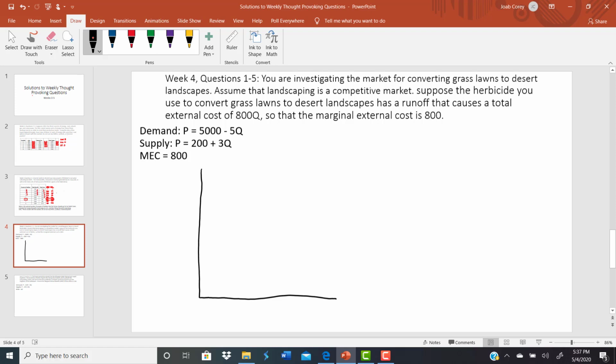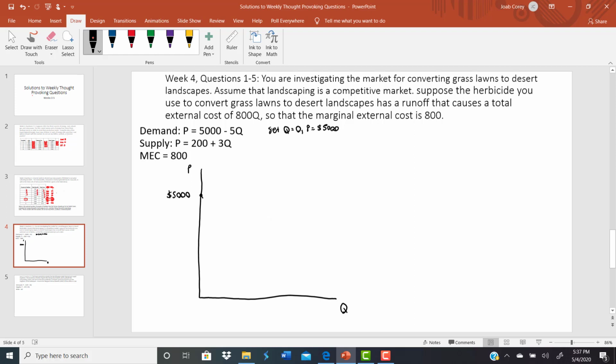So let's start off with our graph here. First thing we need to do is find out where this demand curve is going to start. Remember how you do that? You're going to set Q equal to 0, and then our price is going to start at 5,000. So 5,000 is where we'd start this particular demand curve.